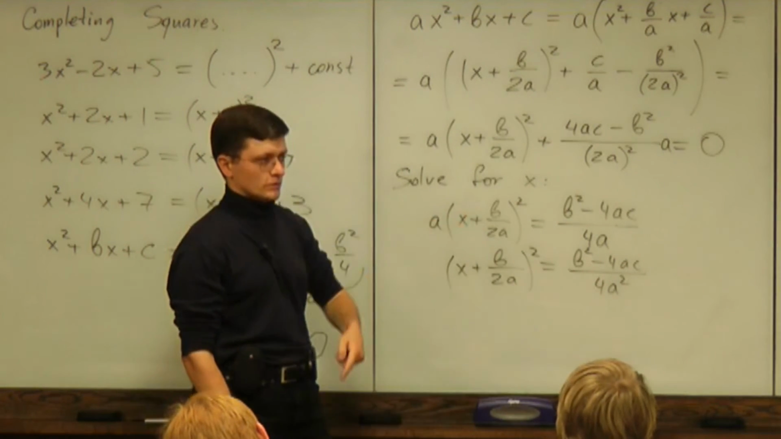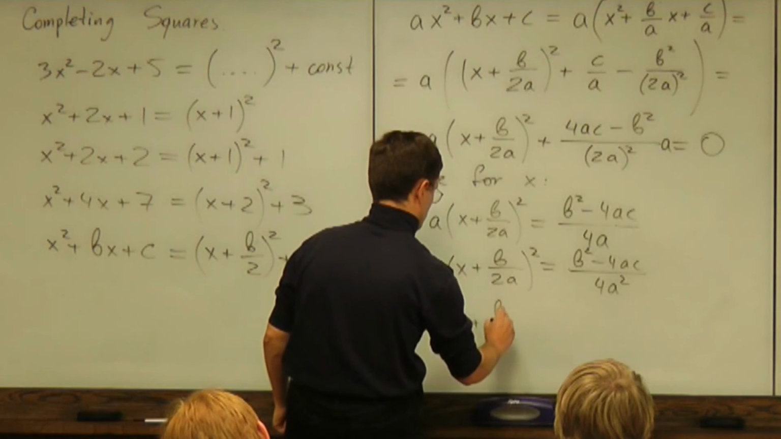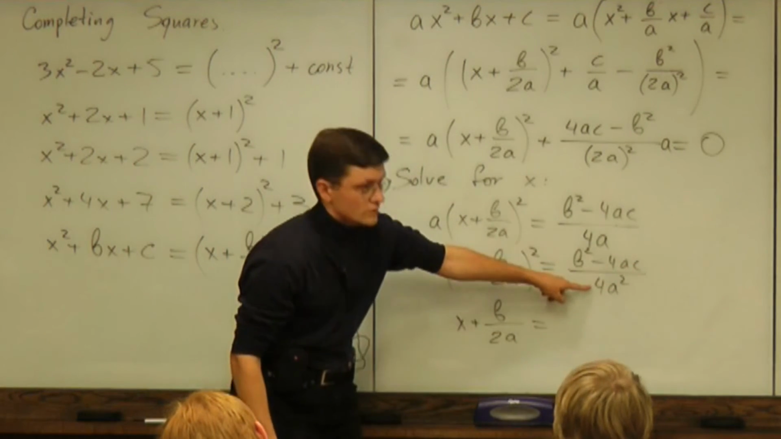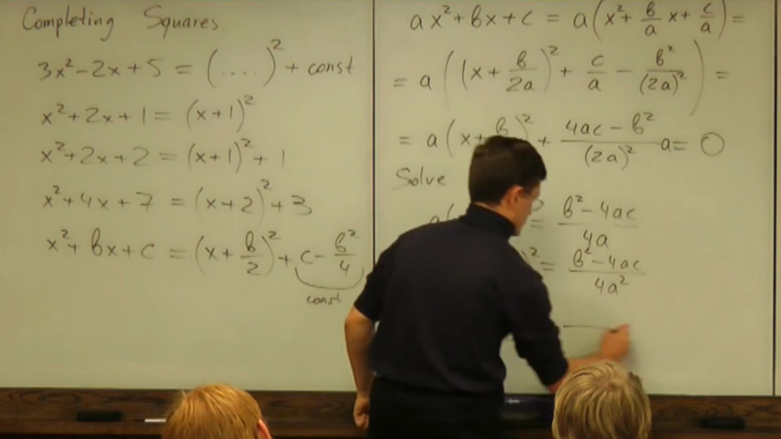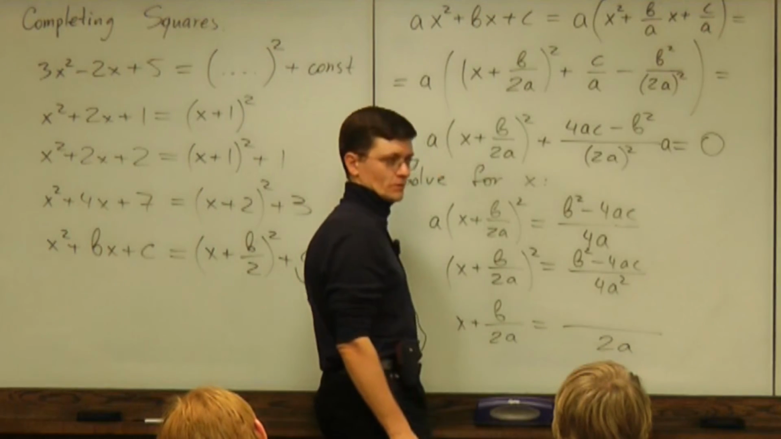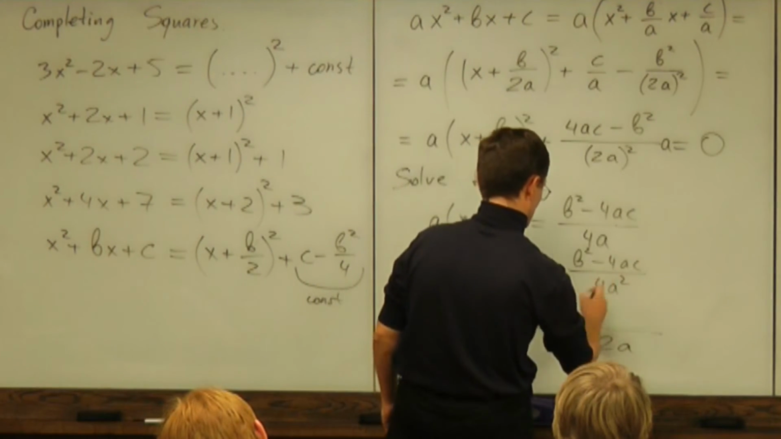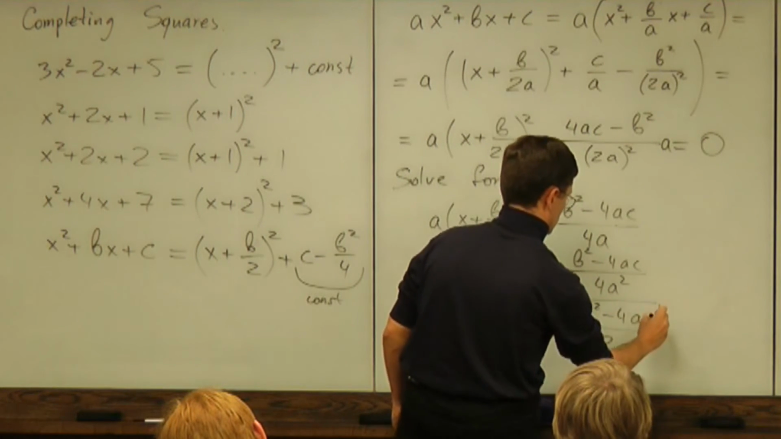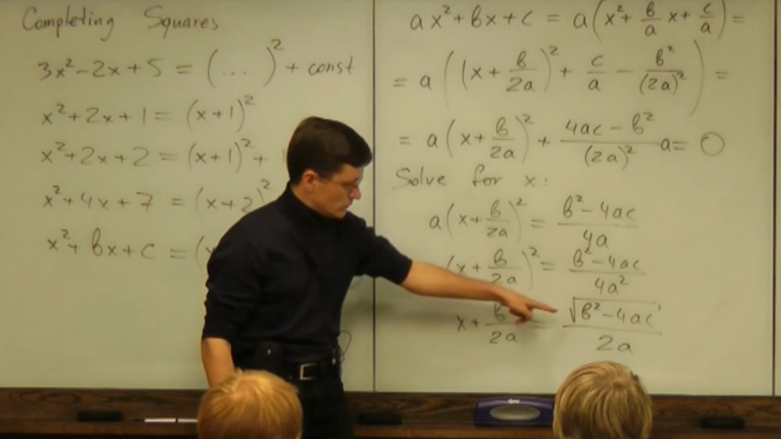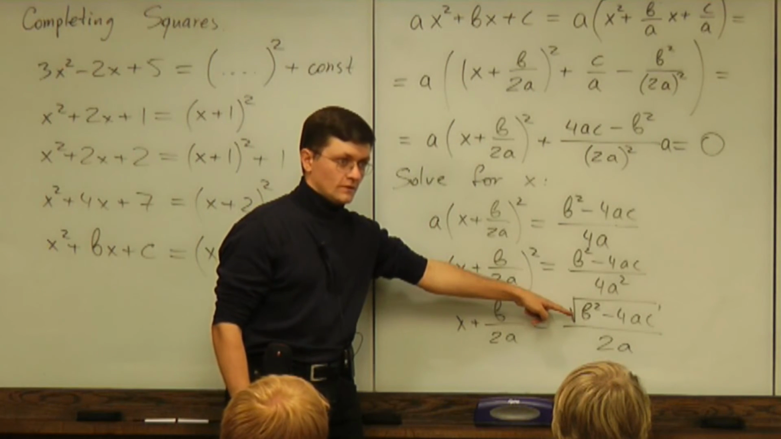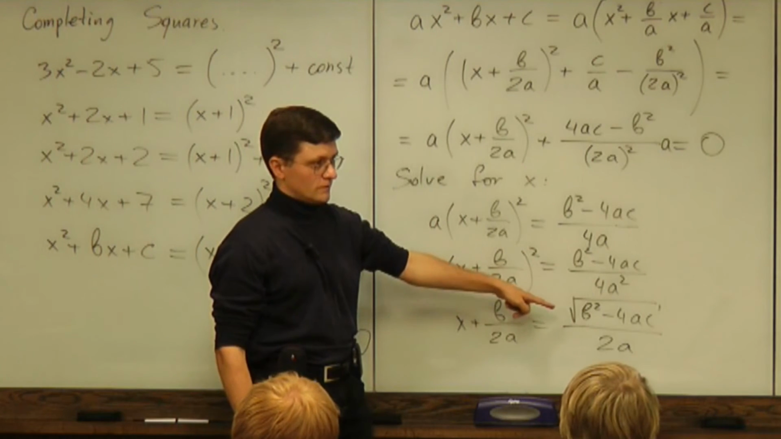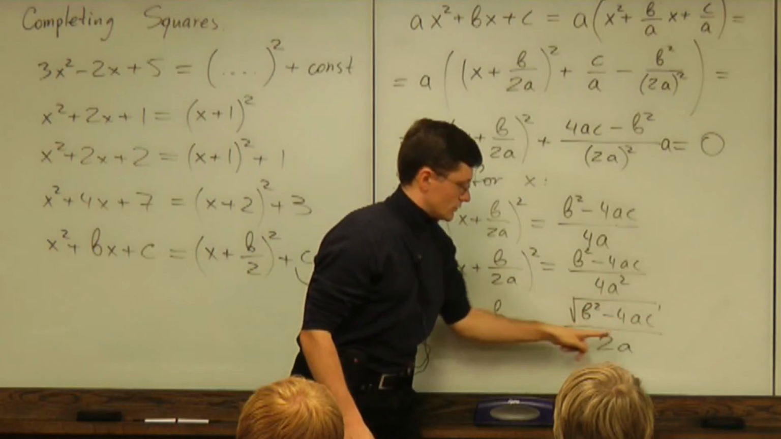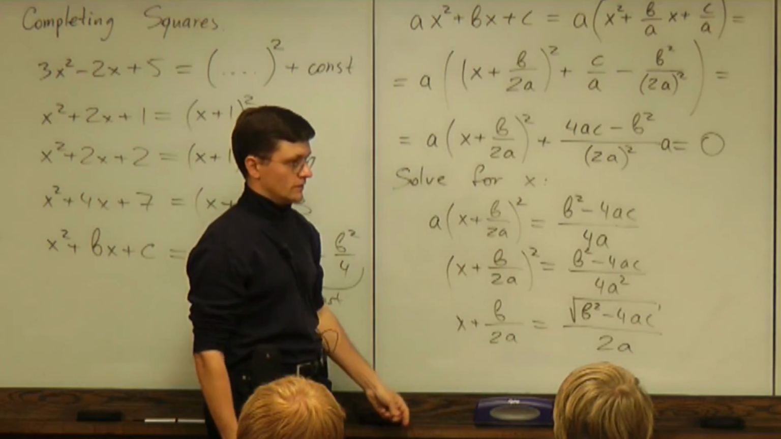Now I have to extract the square root. x plus b over 2a equals the square root of all that. Well, I can extract the square root in the denominator, right? So it's something divided by 2a. And the numerator is the square root of b squared minus 4ac. And that's exactly the step that you can do sometimes, but not always. This is the only step in the whole thing that fails if that number is negative. You cannot take the square root.